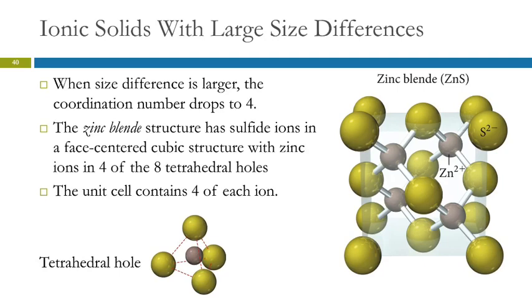A zinc blend structure doesn't necessarily have zinc in it. It's named after a mineral called zinc blend that takes on this structure, but then it was observed that other substances also take on the same structure, but they may be completely different compounds. Like the rock salt structure doesn't have to be rock salt. It could be another type of ionic compound that takes on that structure.